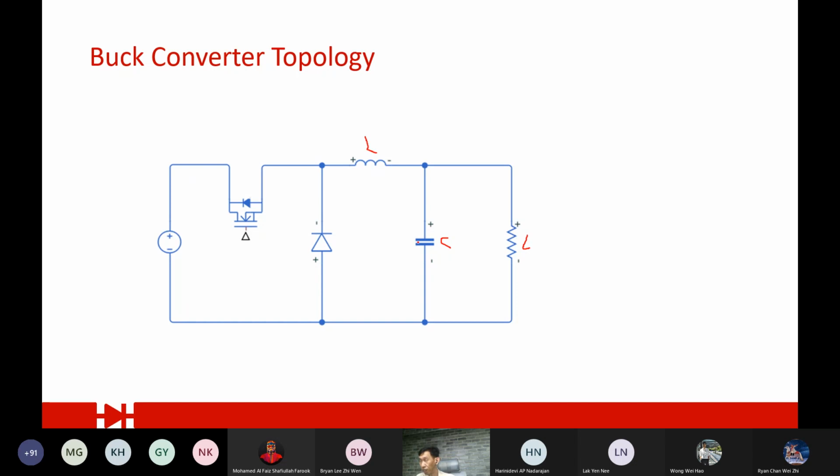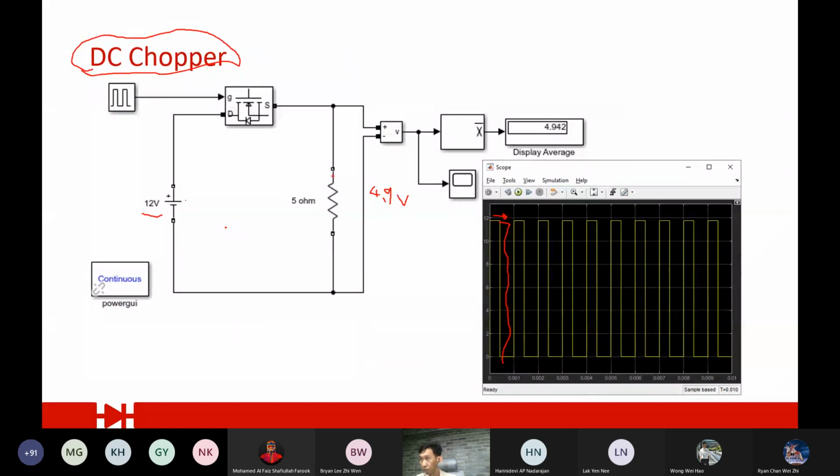Okay, but this LC filter is not to produce a sine wave, but is to smooth out the switching frequency here. Because the switching here has a very high frequency. So when you have a DC like this chopper, because there is no filter, you end up with this chopped waveform. But in DC you should have a straight line, right? So this filter will actually help to smooth it out.